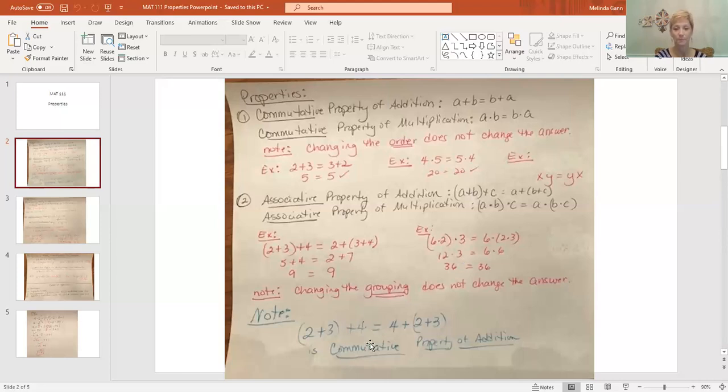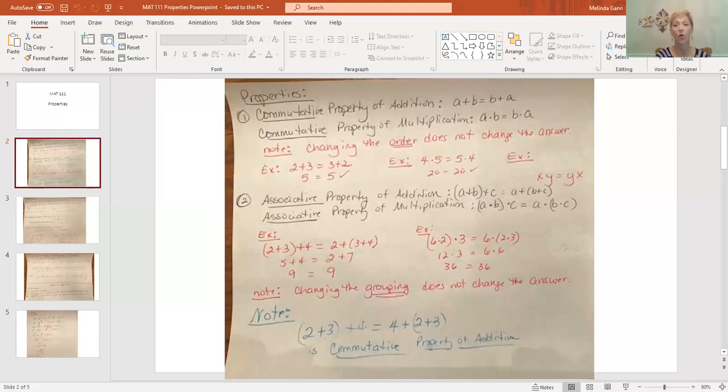See, look down here. 2 plus 3 in a parenthesis plus 4 equals 4 plus 2 plus 3 in a parenthesis. This is not associative property of addition because I haven't changed the grouping. See, over here the 2 and the 3 are grouped together. Over here the 2 and the 3 are grouped together. So there's an example of, even though they're parentheses, that's not associative property of addition.